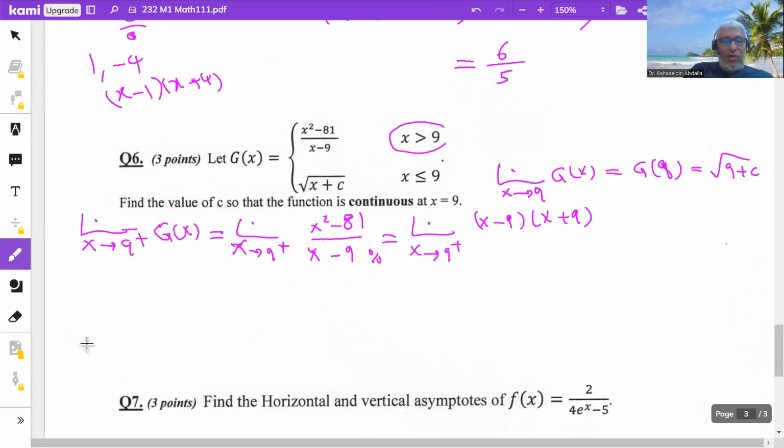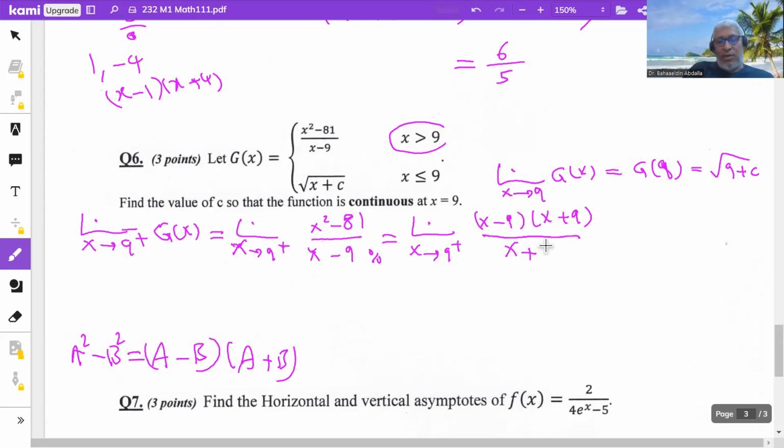To factor a squared minus b squared, that's always a minus b times a plus b. So 81 is 9 squared. So x minus 9 times x plus 9 over x minus 9. This cancels with this. And now I can replace x by 9. 9 plus 9 is 18, so the limit from the right is 0. Okay, what is the limit from the left?